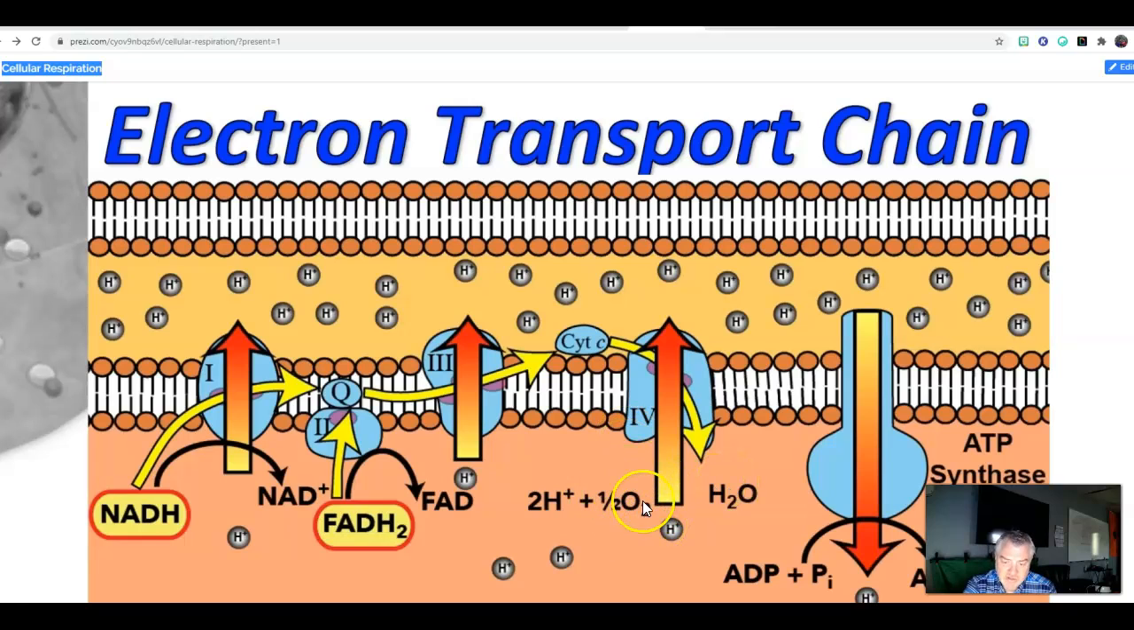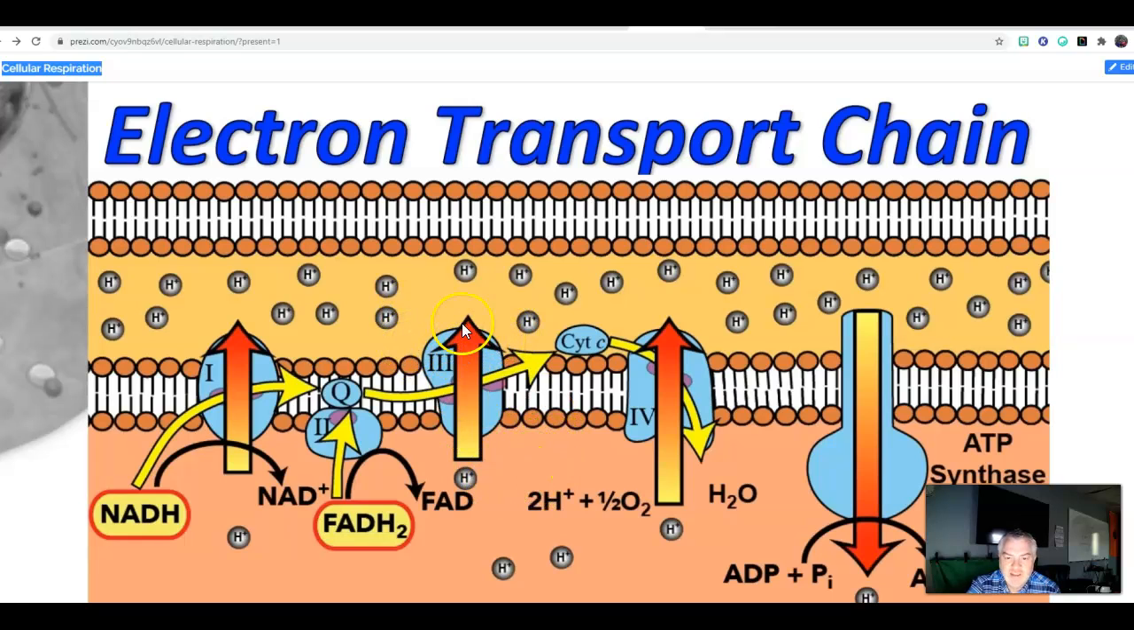The oxygen is going to pick up electrons and a couple of hydrogen ions and form water. So that water that you give off when you breathe, when you sweat, when you cry, when you urinate, that is the water that is produced through cellular respiration, more specifically the electron transport chain.